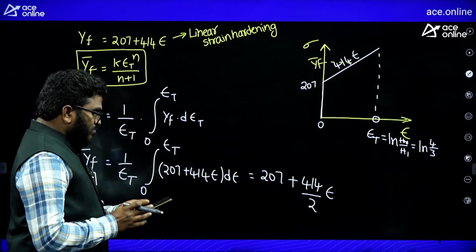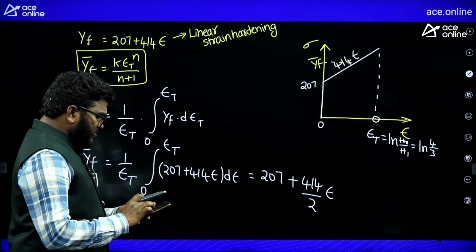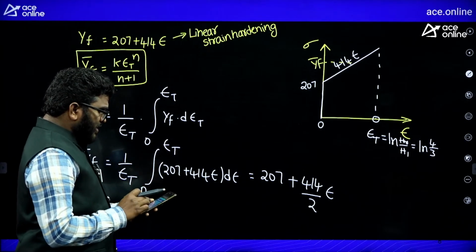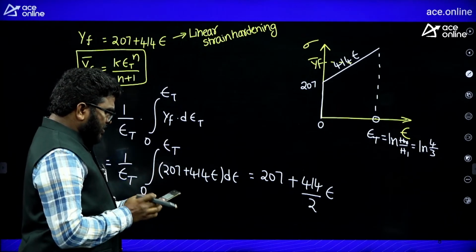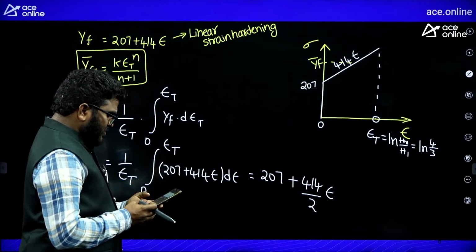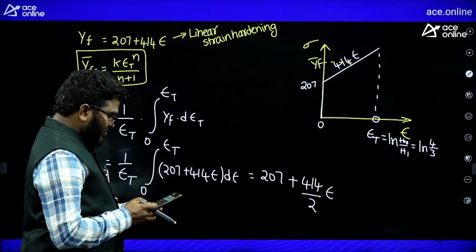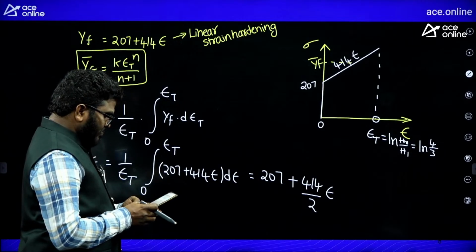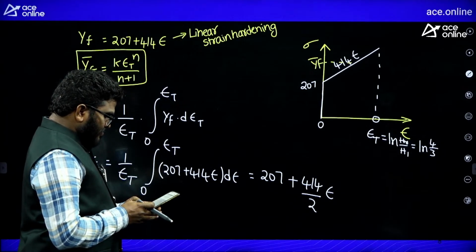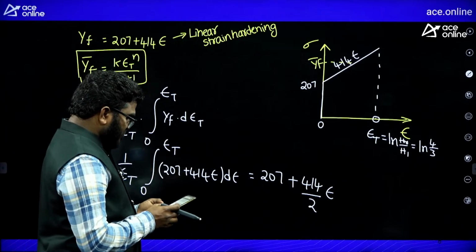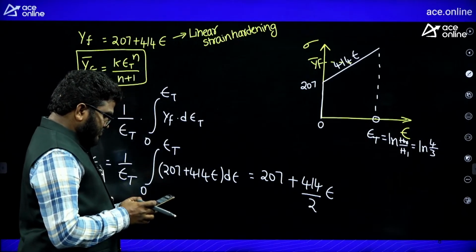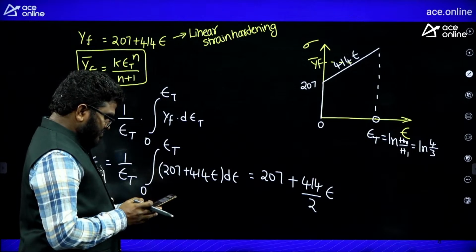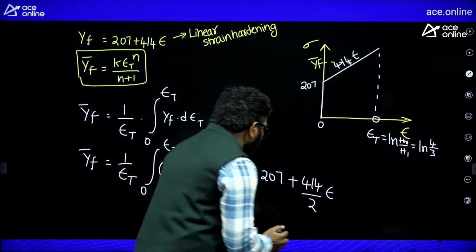Remember, because of time constraints, sometimes I may not use a calculator. I will directly substitute the values: ln 4 by 3 into 414 divided by 2, plus 207. So 266.55 you will get.